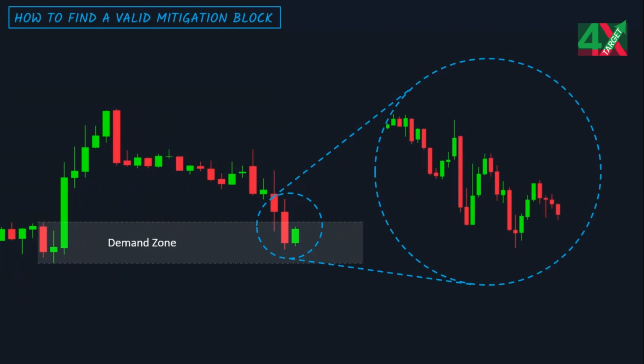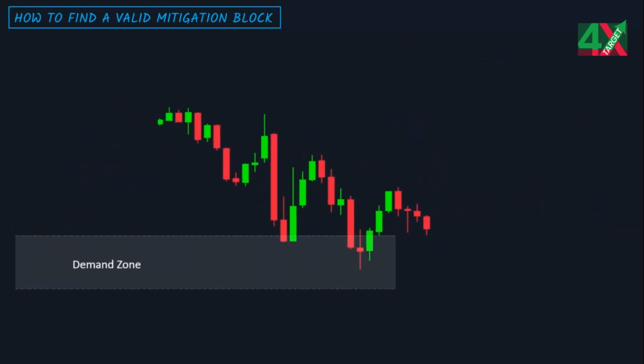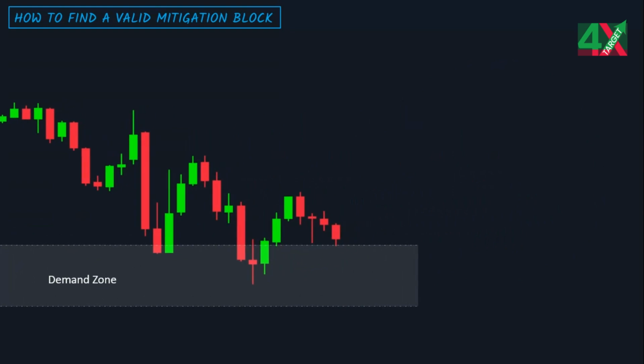The heart of the mitigation block lies in the concept of a swing failure. A valid block forms when price attempts to extend the trend, but fails to do so. For example, in a downtrend, instead of breaking below the previous swing low, price reverses and pushes higher, signaling that sellers have lost control. This failure sets the stage for the mitigation block.